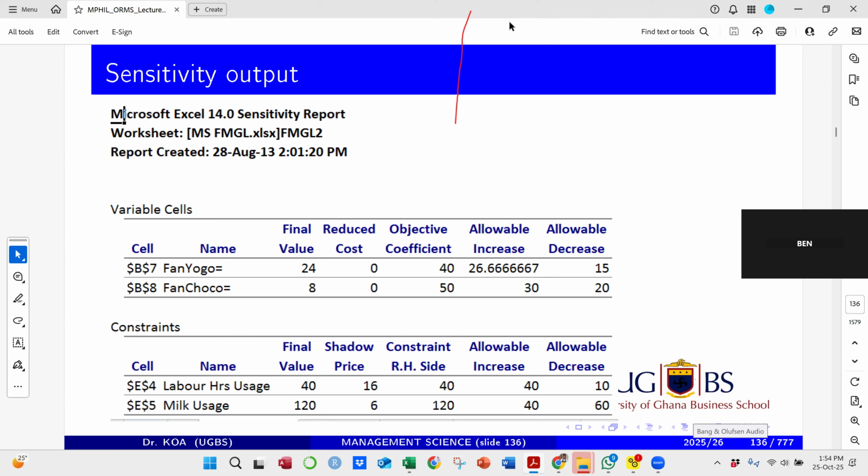Yes, Ben. Okay, sir. So I think from the sensitivity output, from our variable cell, since we know our final value, which is the 24 and 8, we can put it in the Zmax function to get our profit. So with a Zmax, we have the 40x1 plus 50x2. Since x1 is 24, we're going to do 40 into bracket 24 plus your 50 into bracket 8, which is going to give us 1,360.